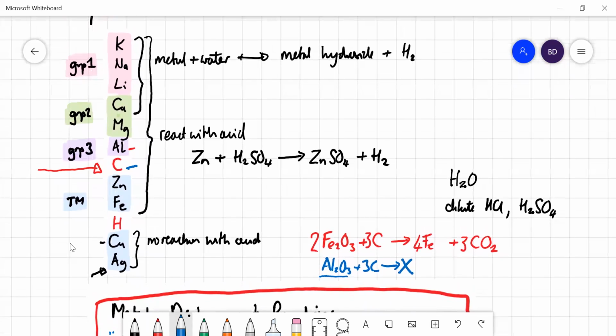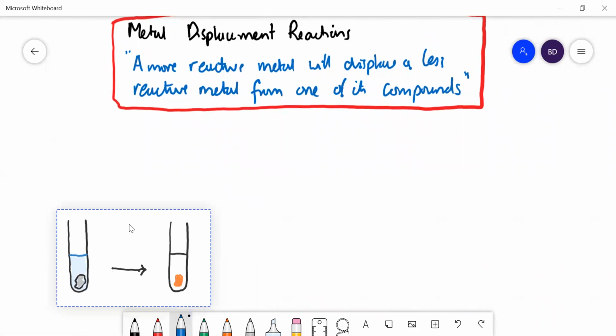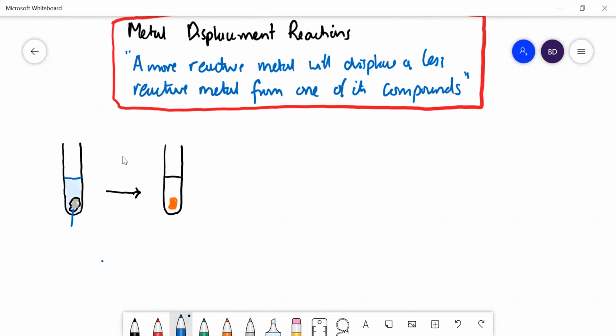Right, let's look at a few examples of metal displacement reactions then. Here I've got a piece of zinc metal in a solution of copper sulfate. Now, copper is less reactive than zinc. Copper sulfate's blue, I've colored it in blue. If you leave it for a few minutes, that piece of zinc will get coated with brown copper metal on the surface, and the blue color will fade, and what you've got left behind is a solution of zinc sulfate, which is colorless.